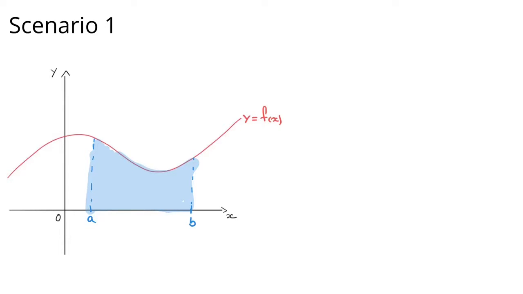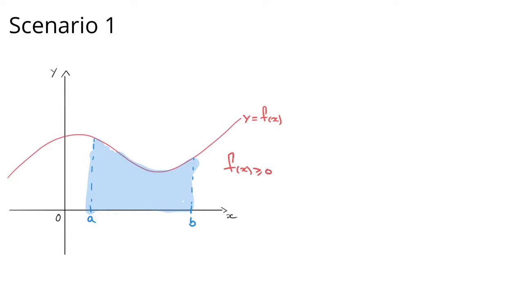Now, there's one thing that's worth pointing out when we look at this curve. Between x equals a and x equals b, we notice that this curve is above the x-axis. What this means is that f of x is greater than or equal to 0. So I'll just write that down. In this case, scenario 1, we're dealing with f of x greater than or equal to 0.